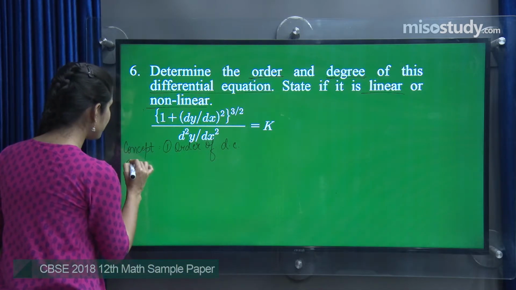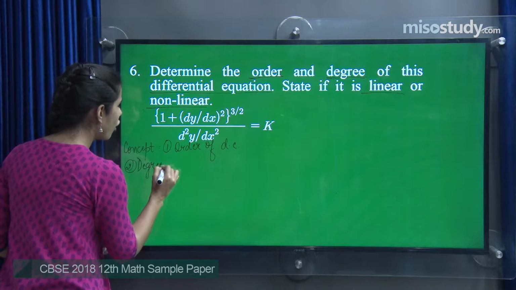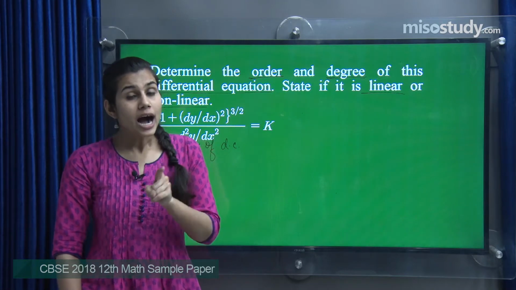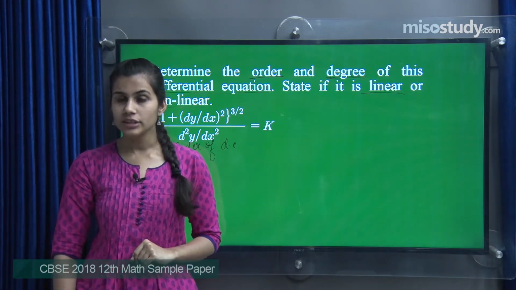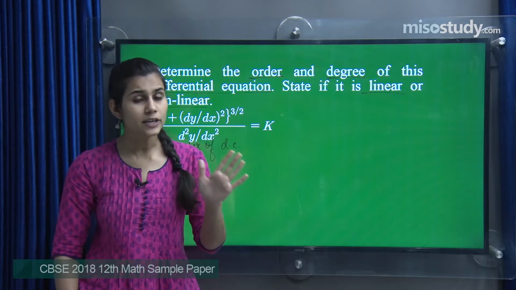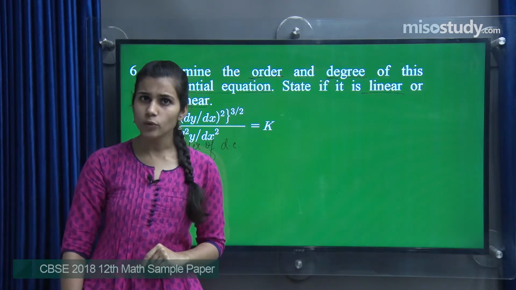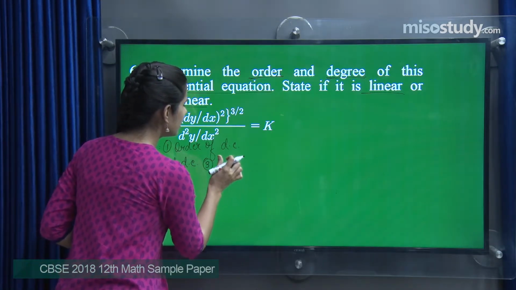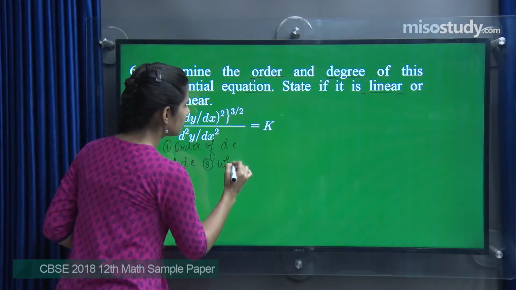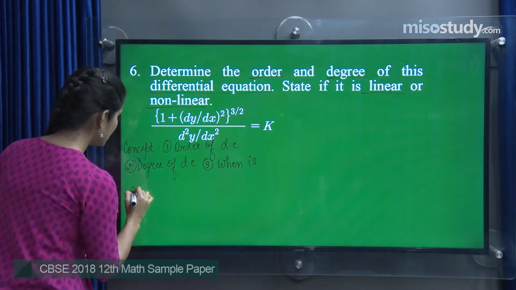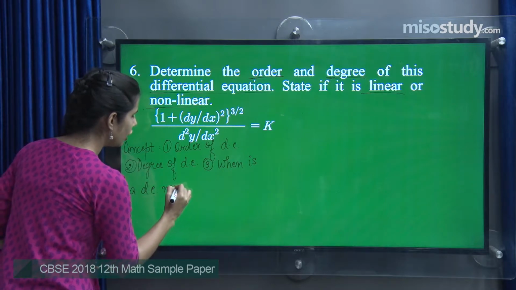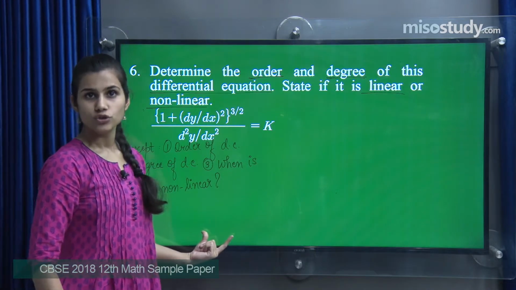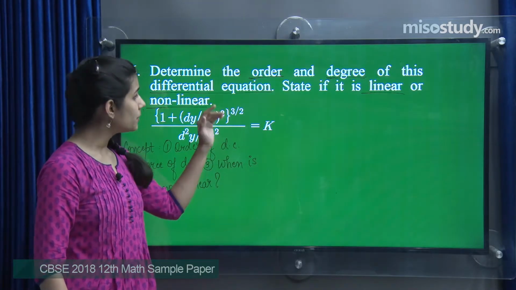Next, you should know what I mean by the degree of a differential equation. Well, the degree of the highest order derivative in a differential equation, after it is made free from radicals and fractions, is the degree of the differential equation. So this should be clear to you. The third concept is, obviously, when is a differential equation non-linear? These three things you should know, and then you will be able to sail through this question.